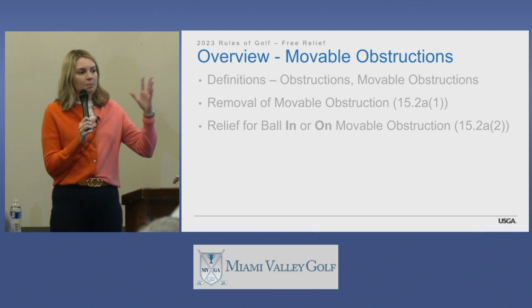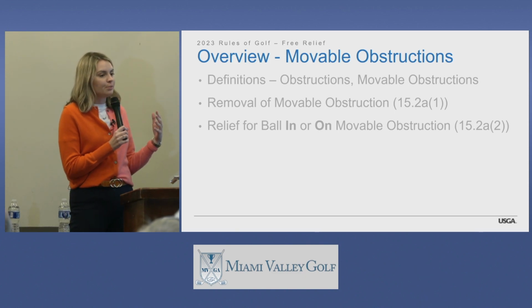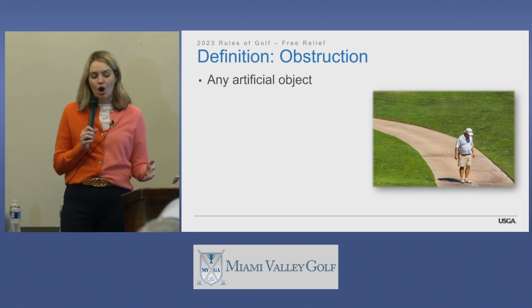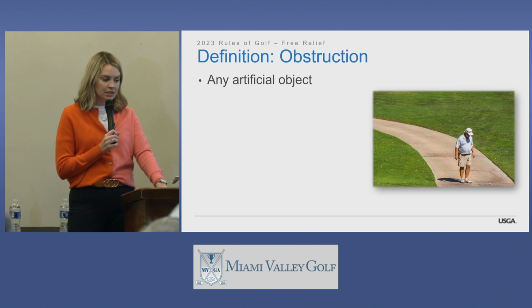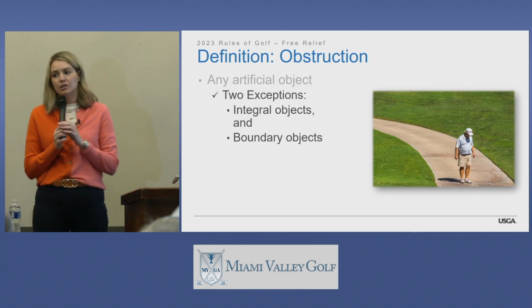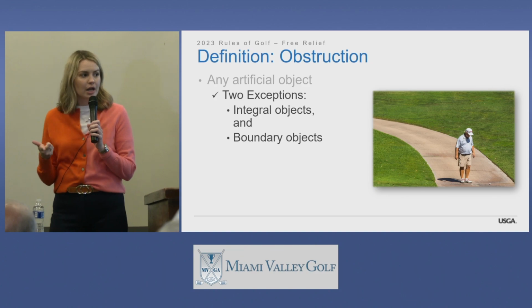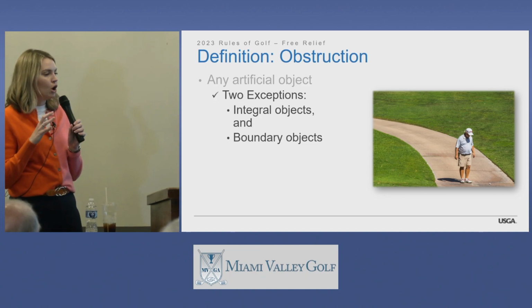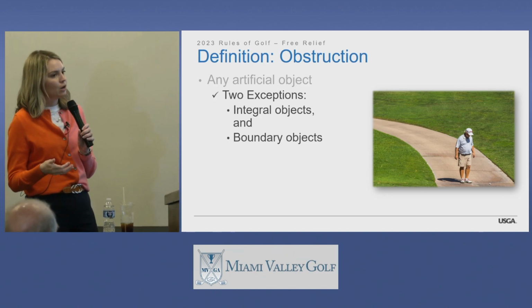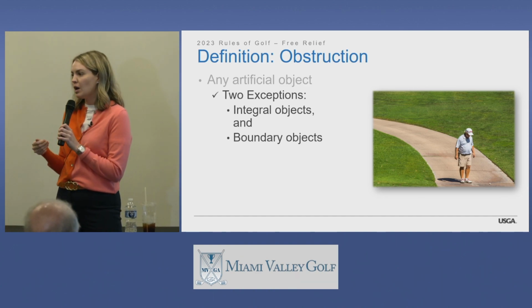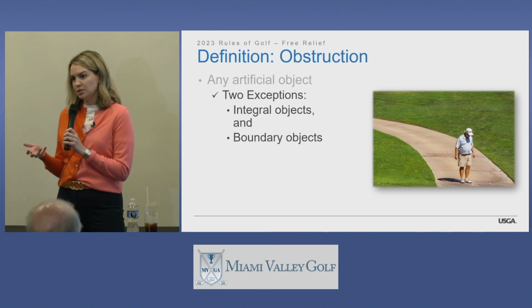We've got the big picture definition here for obstructions. Obstructions as a whole are any artificial object, man-made object. We have exceptions though, integral objects and then boundary objects. Both of those are their own definition, their own category in the rules of golf. So when we talk about those two types of objects, they're not obstructions.